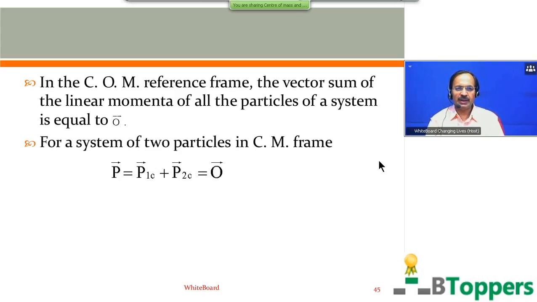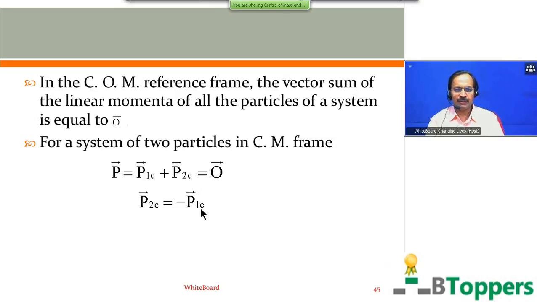For a system of two particles in the center of mass frame, P bar equals P bar 1c plus P bar 2c. P bar means total linear momentum of the system of the two particles. P bar 1c is the momentum vector of the first particle with respect to the center of mass system of the two particles. P bar 2c is the momentum vector of the second particle with respect to the center of mass system of the two particles. So the vector sum of linear momentum of all the particles of any system with respect to the center of mass system as origin will come out to be a zero vector.